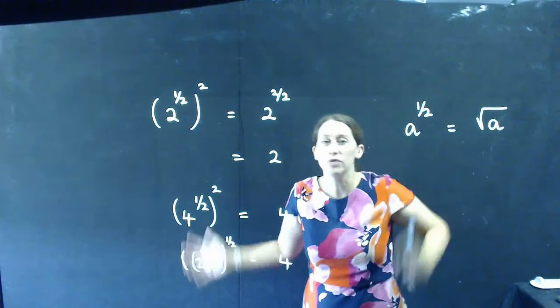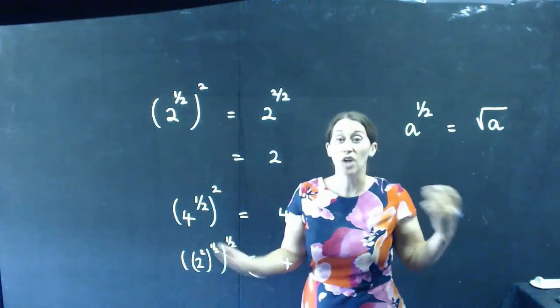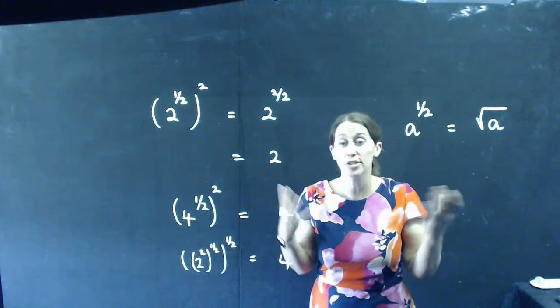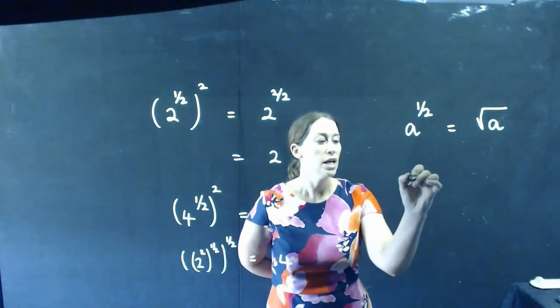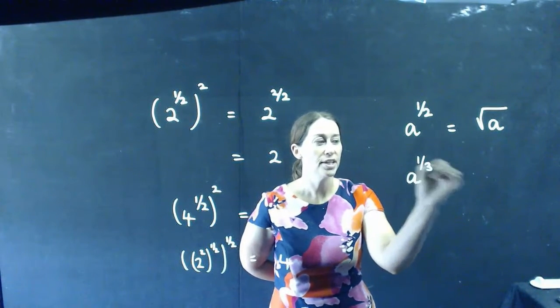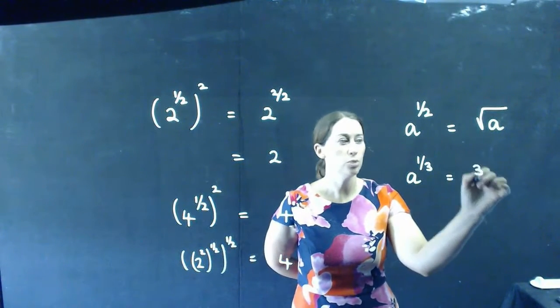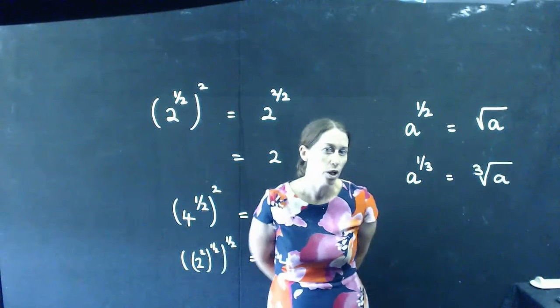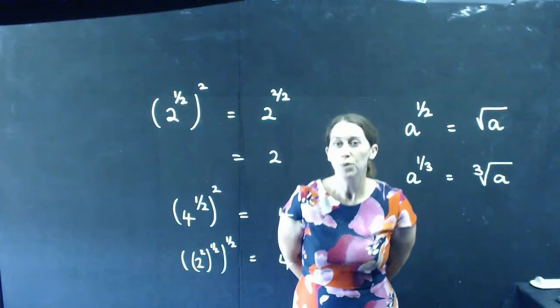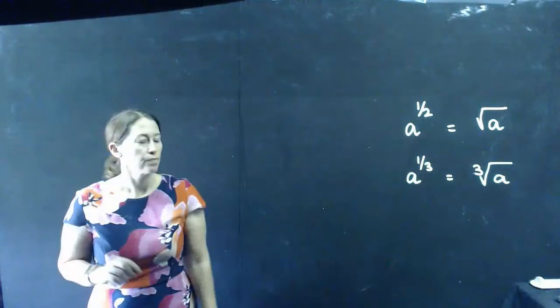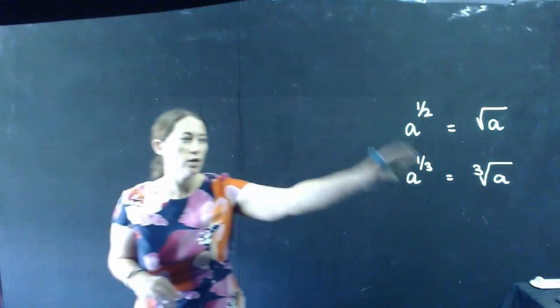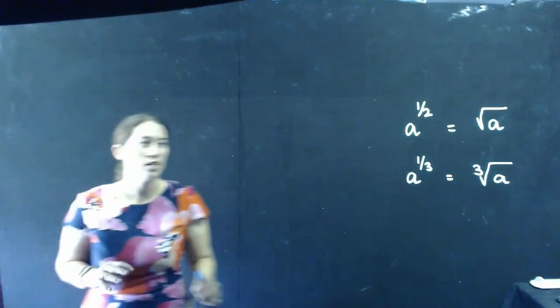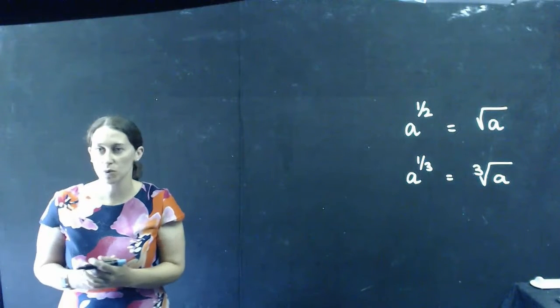Of course, we don't just deal with halves. We deal with other powers as well. I'm going to introduce the power 1/3 as well. A to the power 1/3 is equivalent to the cube root. And you may or may not have come across a cube root before. So we might look at some cube numbers later on. Okay, so let's have a look at a to the power 1/2 equals the square root.